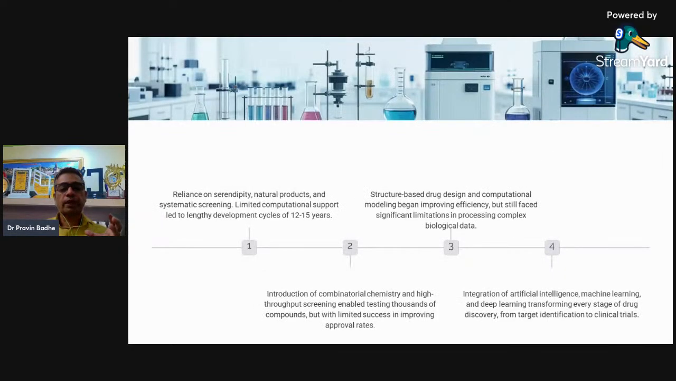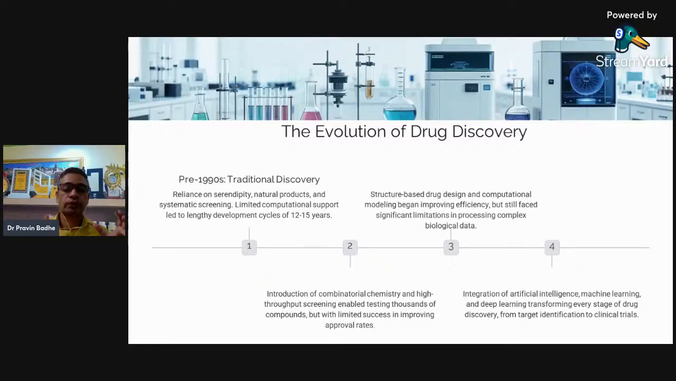So how has this shift occurred? We will see the evolution of drug discovery. Initially, before the 1990s, there was traditional drug discovery. When we say traditional, that means drug discovery utilizing natural products, then systematic screening, and there was limited utilization of computational support, which made it 12 to 15 years.